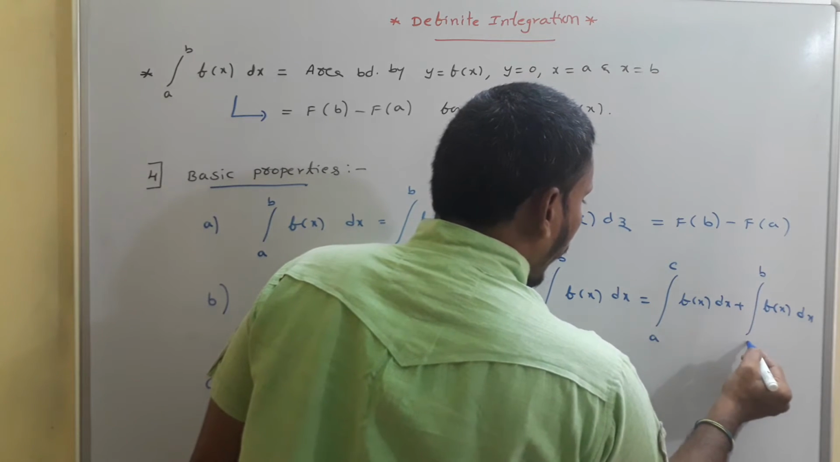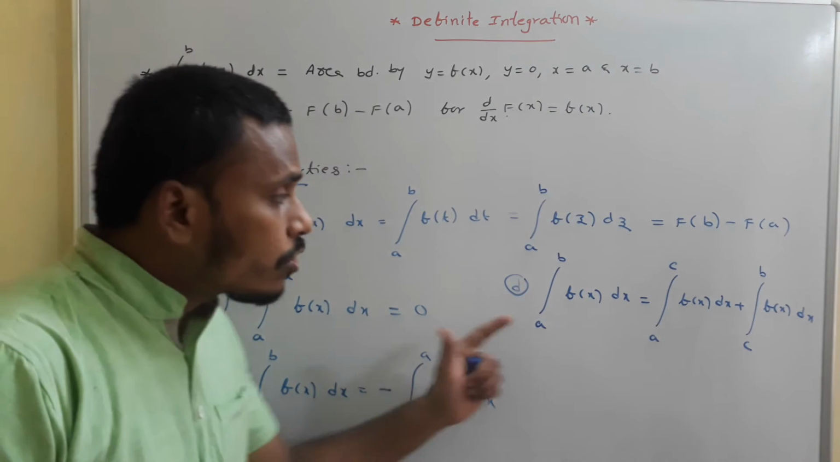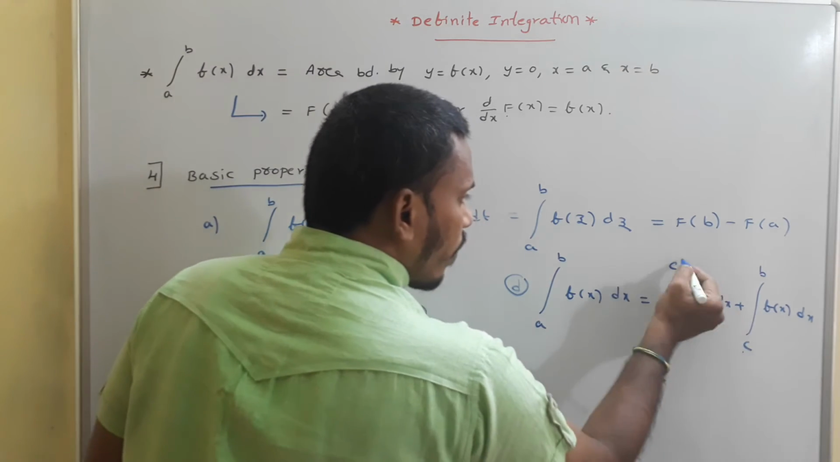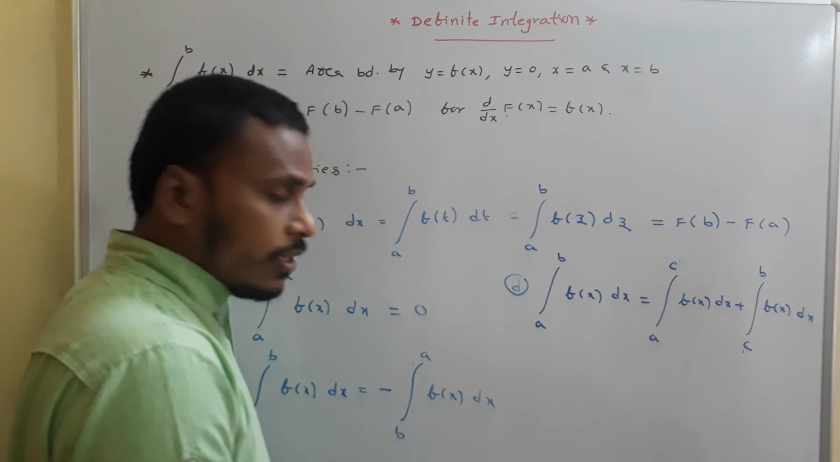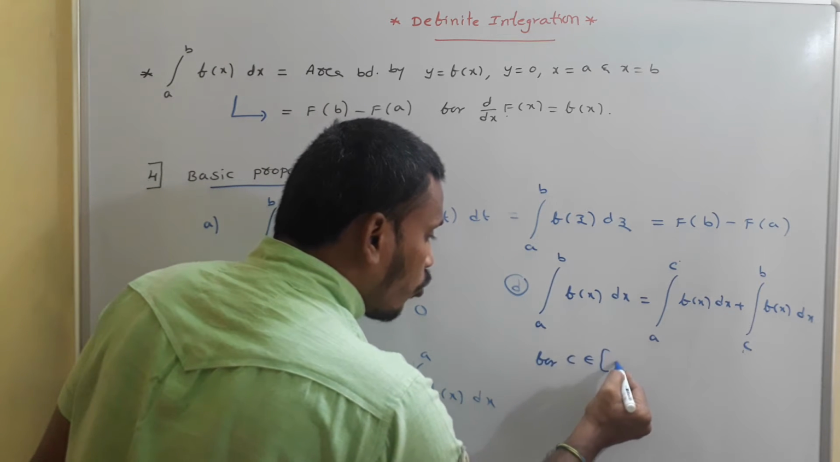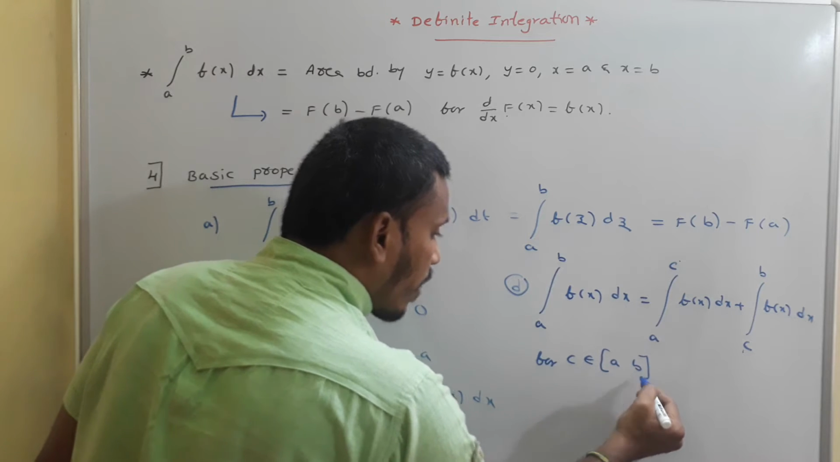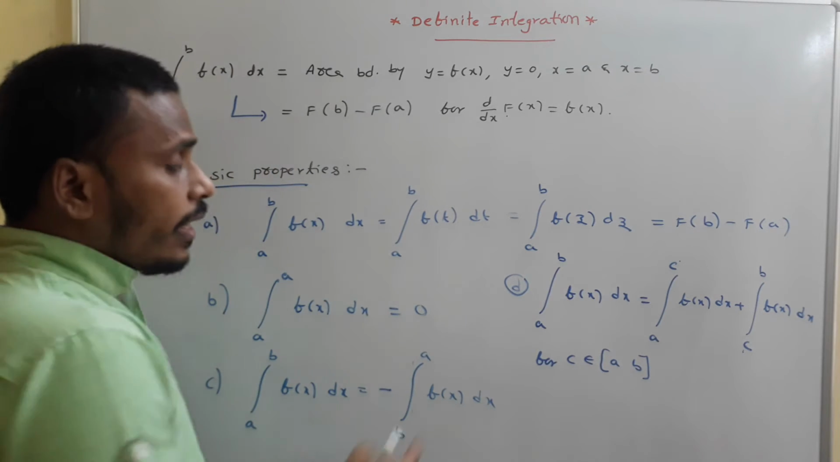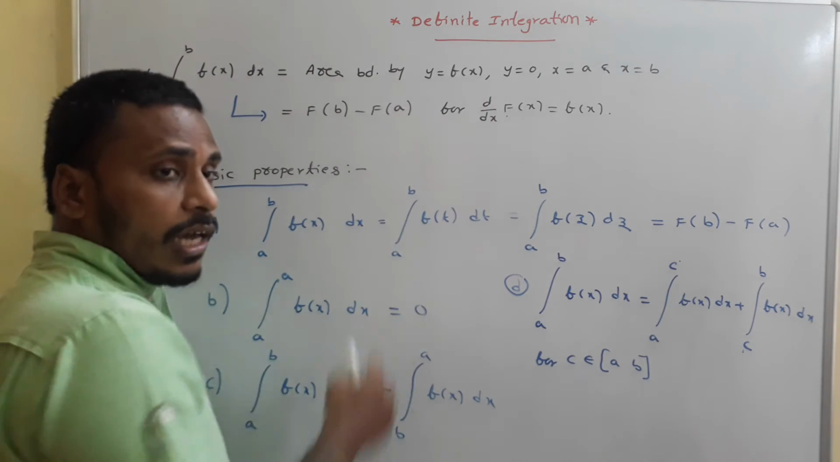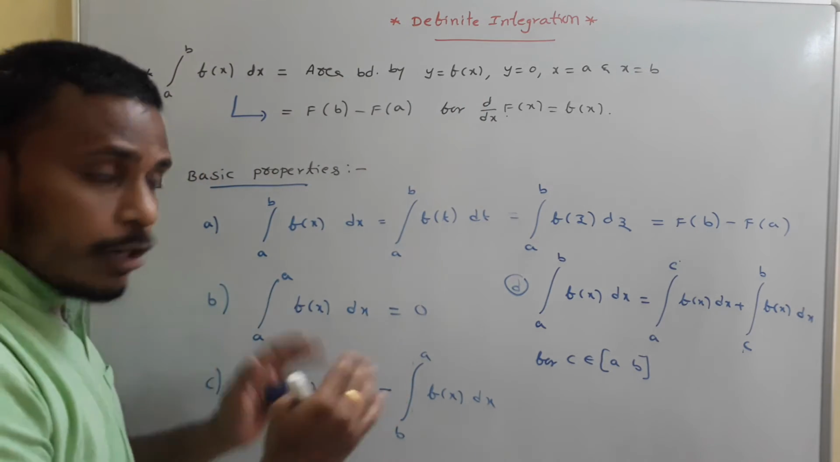Integral a to b f of x dx is equal to integral a to c f of x dx plus integral c to b f of x dx, where c belongs to the interval a to b. నిన్న మనం డిస్కస్ చేసిన విధంగా ఇంటిగ్రల్ a to b f of x dx అంటే ఏరియా బౌండెడ్ బై ద కర్వ్ బిట్వీన్ ద రీజియన్ a to b.